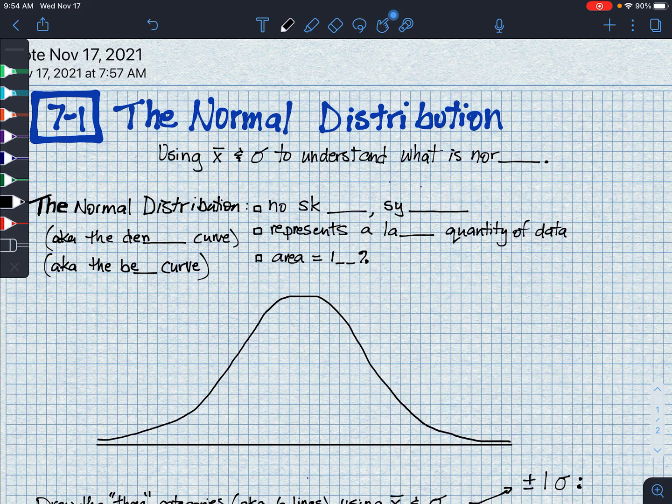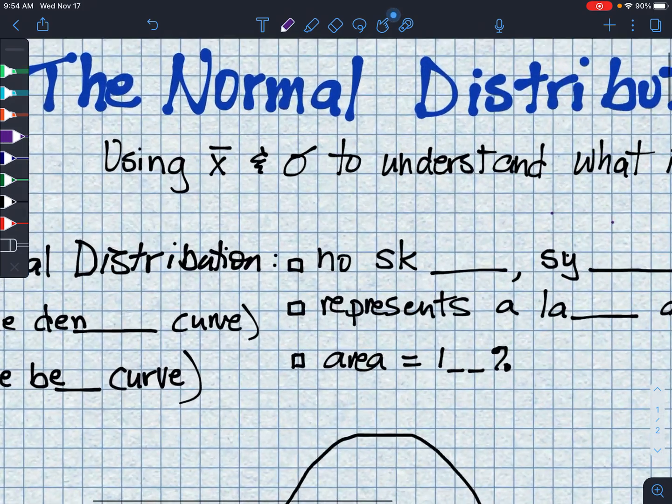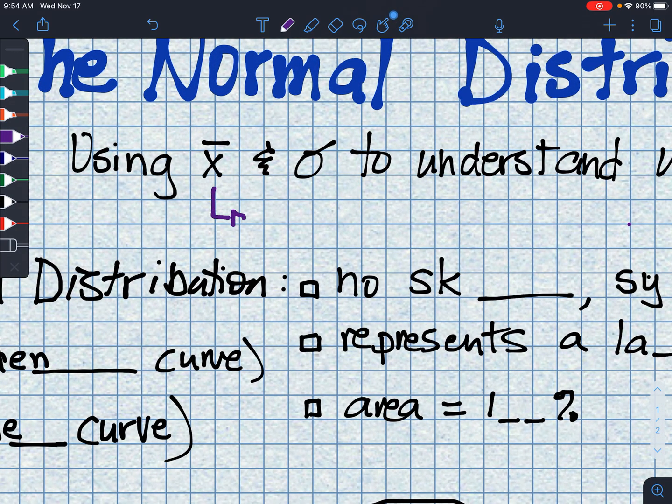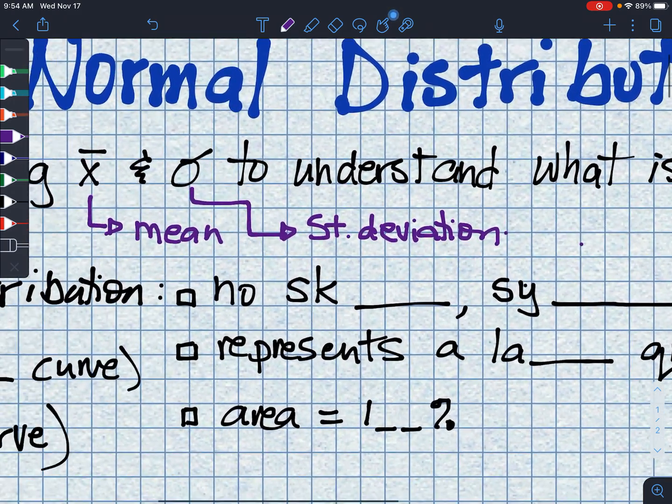We began by discussing data which is distributed normally. And what does that mean? We're going to use a couple of symbols which we've talked about in the past. Hopefully you know what the X bar means, the mean. And hopefully you remember what the lowercase sigma is, the standard deviation. Those symbols will start popping up.